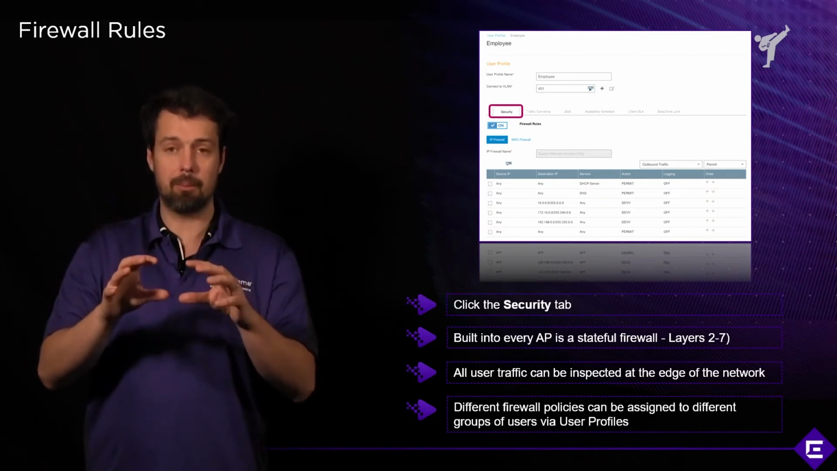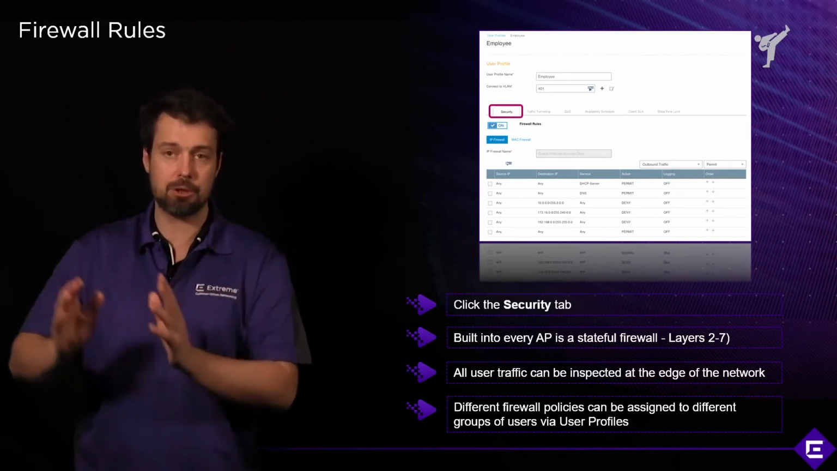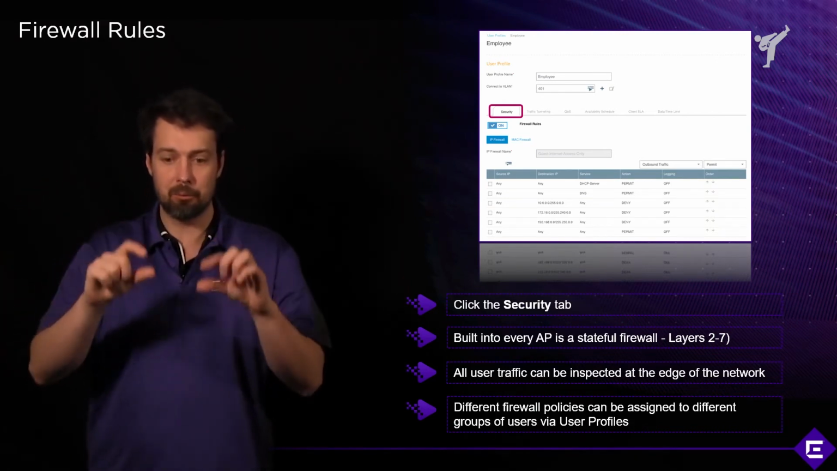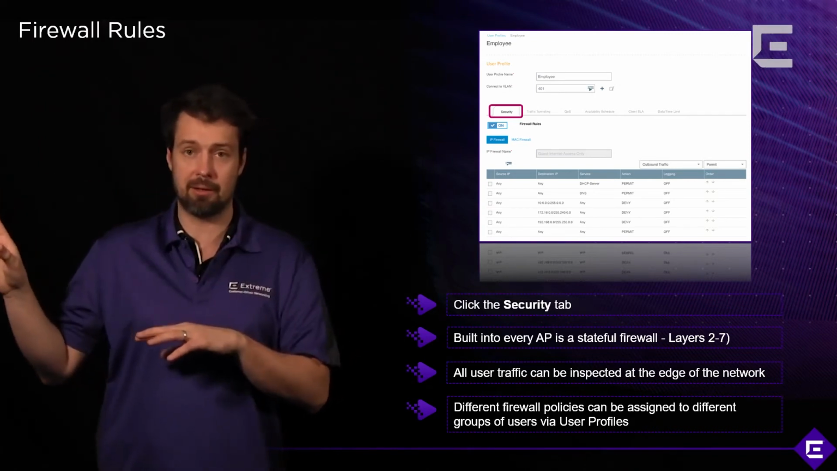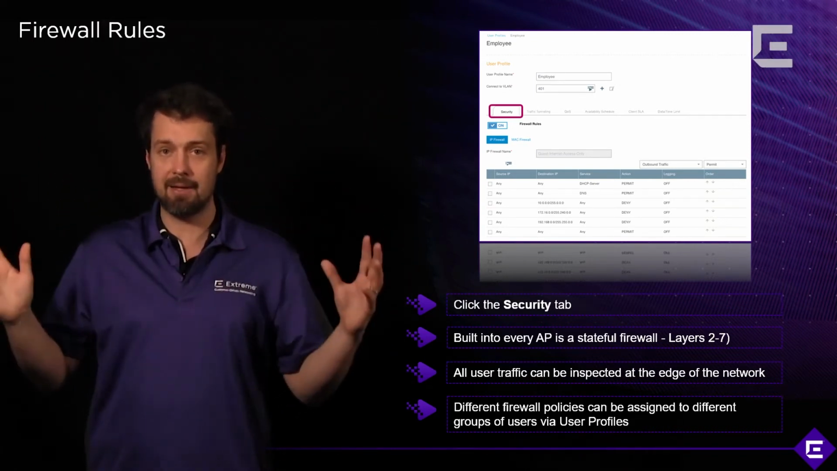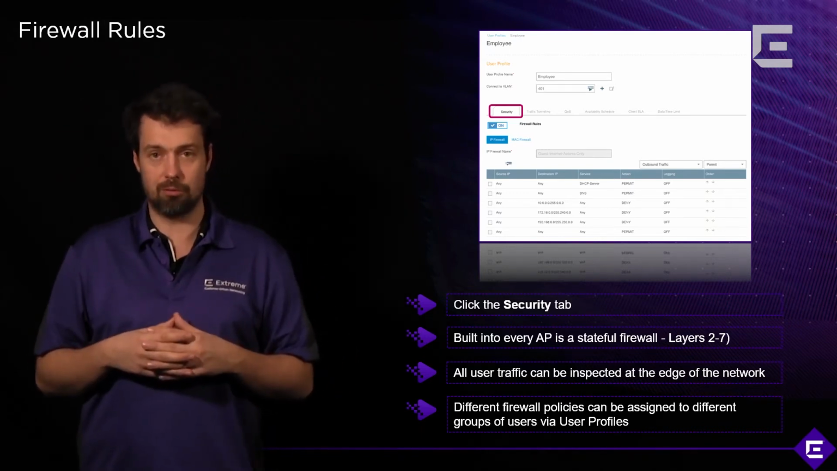And this is all applied on the AP itself. So when you configure a user profile, when the configuration is pushed out to the devices, the rules are actually implemented on the access point itself, not on ExtremeCloud IQ. ExtremeCloud IQ simply creates this configuration and then pushes it down to the edge to all of the devices.